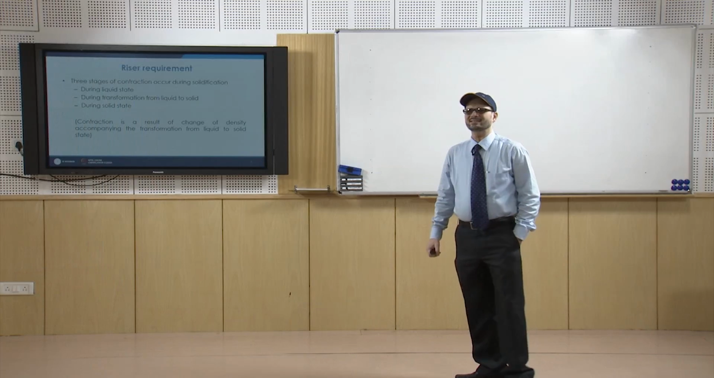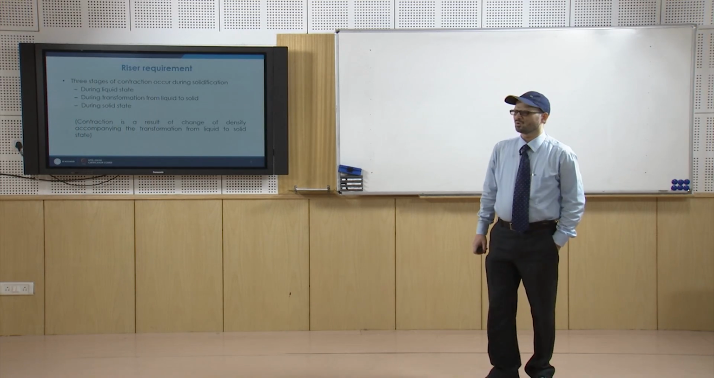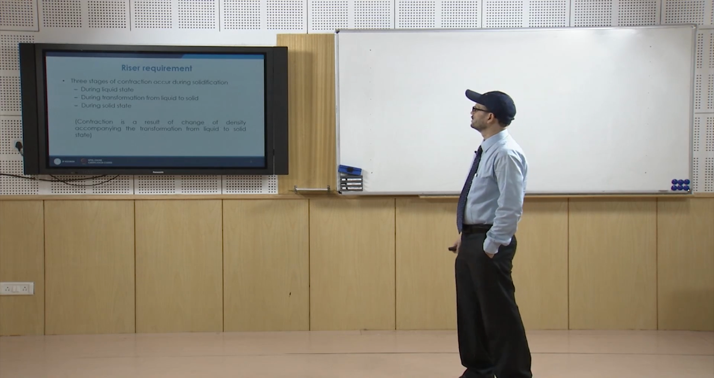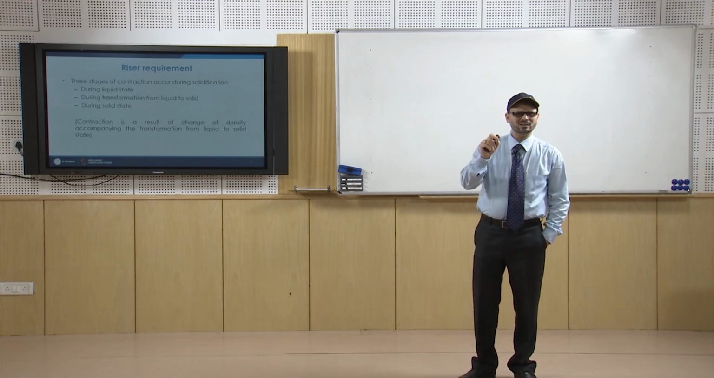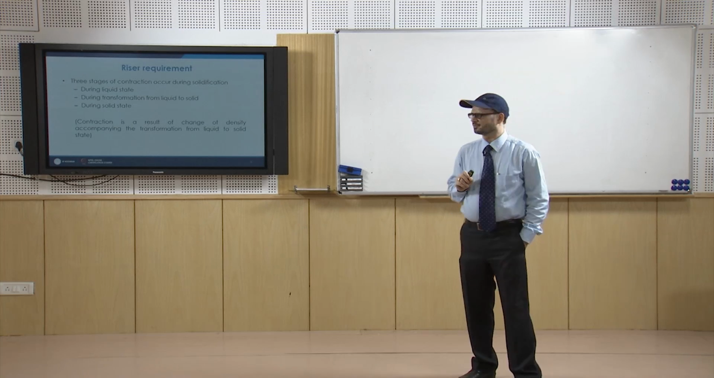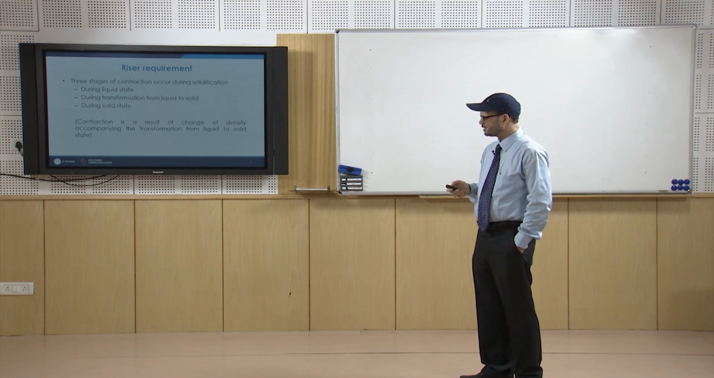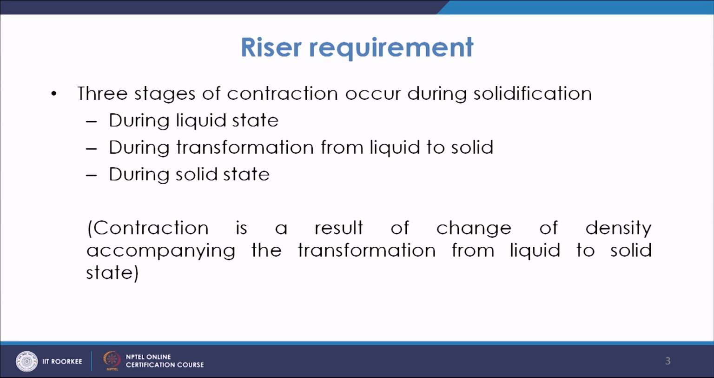So, why is there a requirement of a riser? Why is there a need of the riser to feed the molten metal? Now, for that we must know that there are basically 3 stages of contraction during solidification. These stages are during the liquid state, during transformation from liquid to solid state, and during the solid state, which can be understood with the help of the cooling curve.